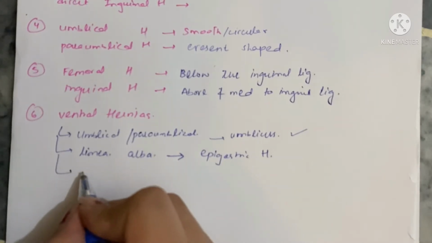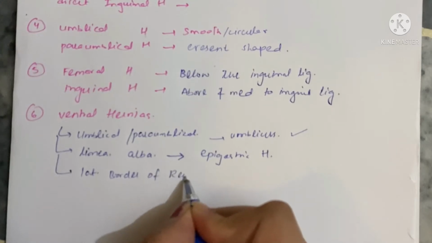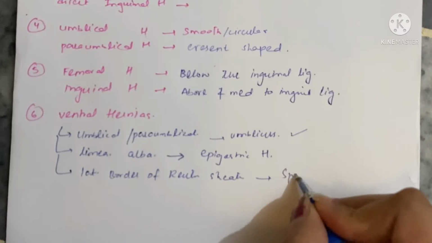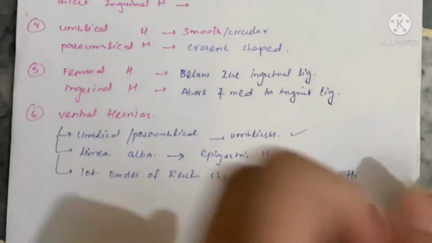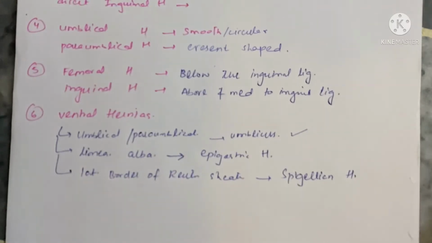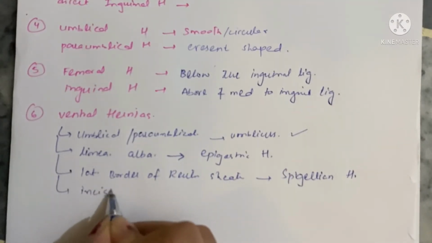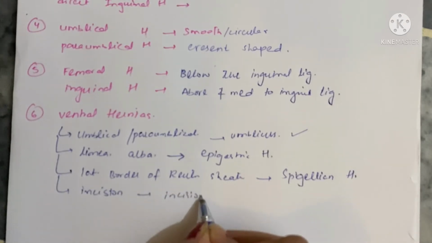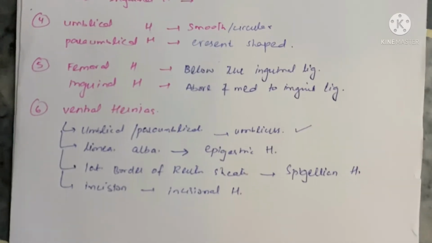Similarly, if it enters from the lateral border of the rectus sheath, then it will be called a Spigelian hernia. So these are basically the differences between these types of ventral hernias. And if there is any incision in the abdomen and they are entering from that incision, that will be an incisional hernia. So these are the differentiating points of some ventral hernias.